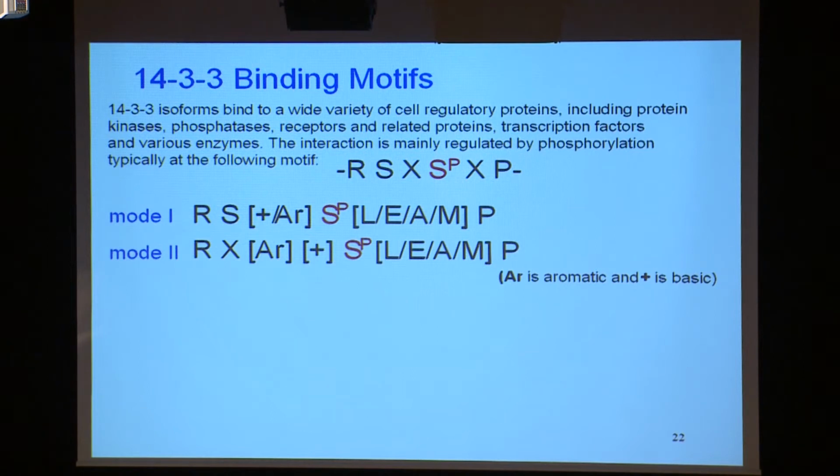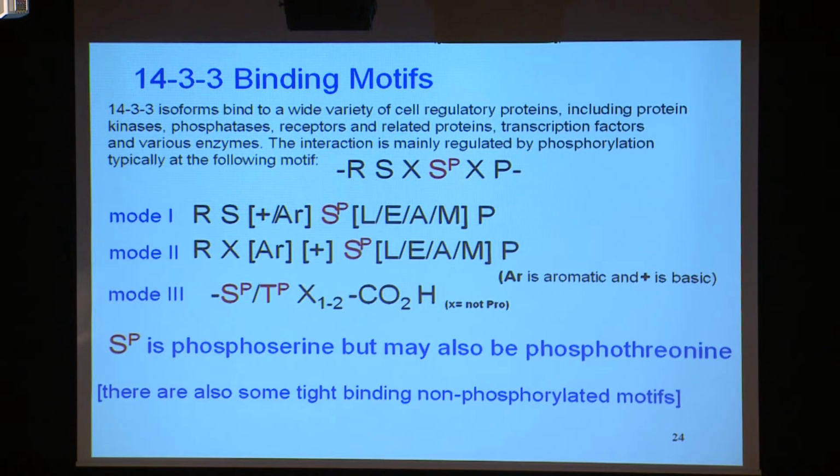There are some other modes of binding, such as at the carboxy terminus of a protein, where there's a phosphorylated residue at the carboxy terminus. And there are some tight binding non-phosphorylated motifs that can bind into the 14-3-3 cleft. But mainly it's phosphorylation, mostly phosphoserine, but phosphothreonine can also be present as well.